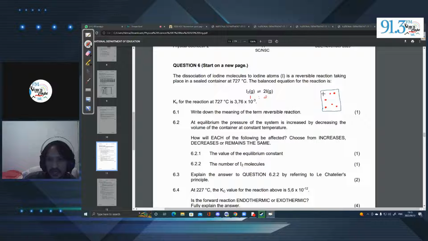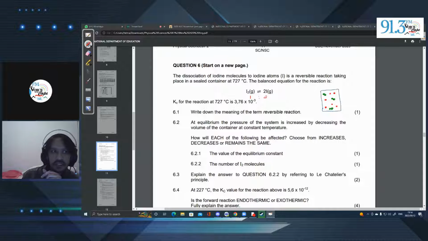And here I'm going to draw iodine atoms. Here we're going to have 1, 2, and this is I2, right? There we go. So we're going to have half the number of I2 molecules compared to iodine atoms in the same container. This is what it's going to look like. How will each of the following be affected?